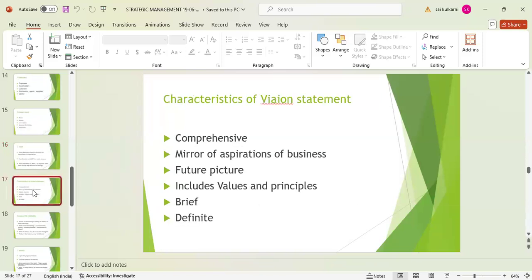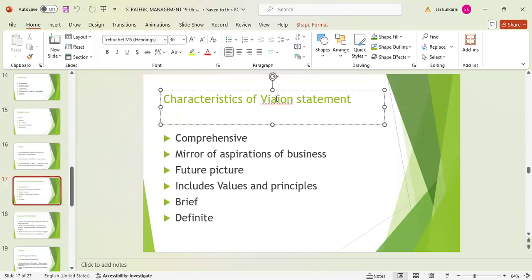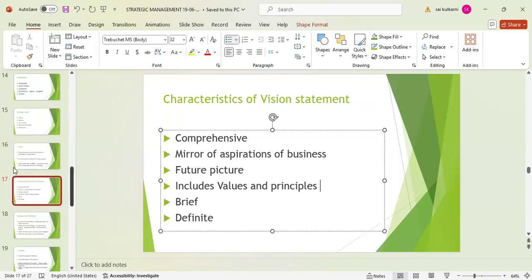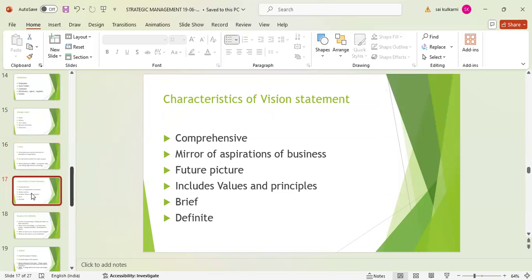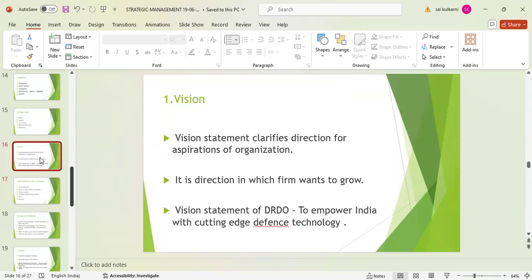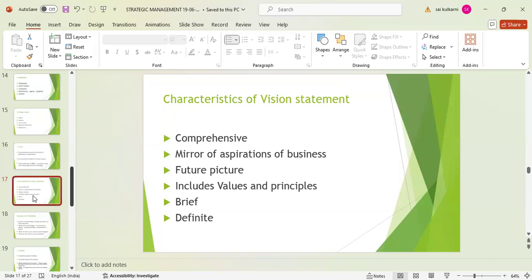Now next is the characteristics of a vision statement. Each and every organization can clarify its aim or goal, its future hope, with the help of a vision statement. We have discussed the example of DRDO, but now we will see the characteristics of a vision statement.